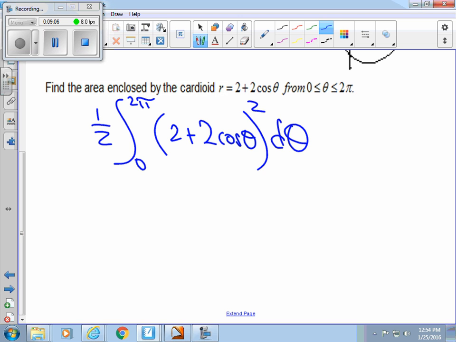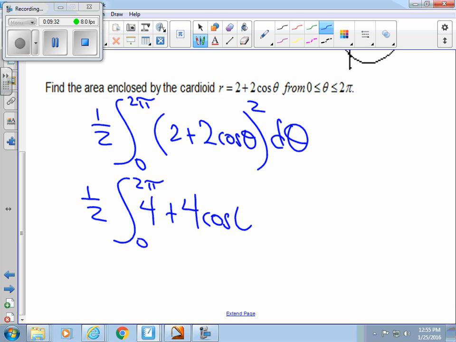Now, could I make you find it? Yes, because you can type that right there in your calculator. Or if it's not a calculator, just set it up and stop. Just for fun, to do this by hand, you would have to FOIL that square out, which you would get 4 plus 8 cosine theta plus 4 cosine squared theta.